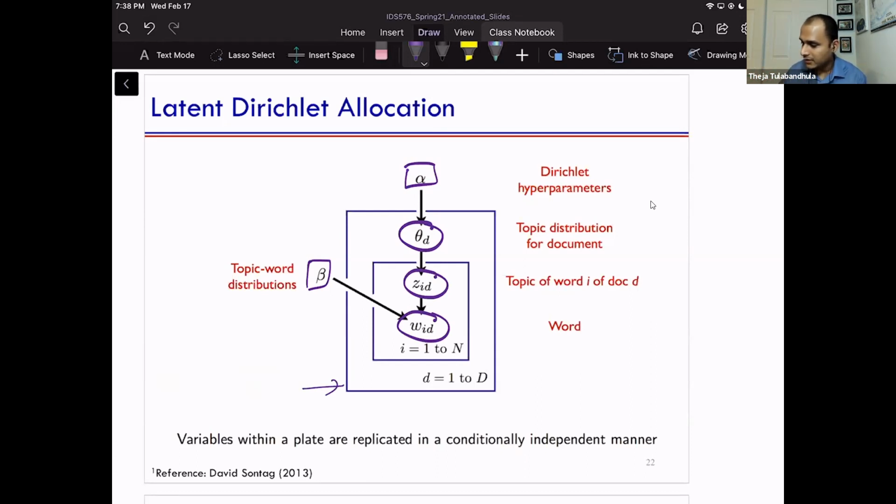It's also called a plate notation, just so that we have so many variables, we don't have to make many different nodes for each of those random variables. You can just collapse them. It's some efficient notation. If you want to quickly know what LDA is, this is a nice way to quickly remember what it is.